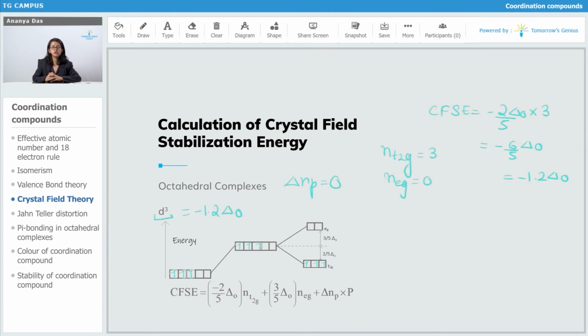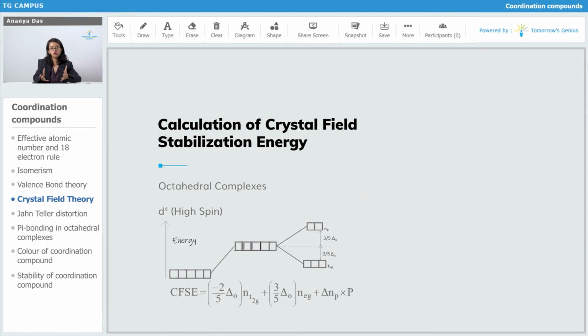Now let's calculate the CFSE of the d4 configuration. d4 can be of two types now. As I told you, d1, d2 and d3 are not affected by weak field ligands and strong field ligands. They are not going to get paired anyway. So the high spin and low spin concepts cannot be applied to d1, d2, d3. They can be applied to d4, d5, d6 and d7. So for d4, d5, d6 and d7, you have to calculate the CFSE under different conditions: CFSE when it is a high spin complex and CFSE when it is a low spin complex.